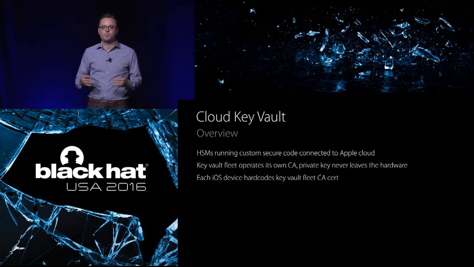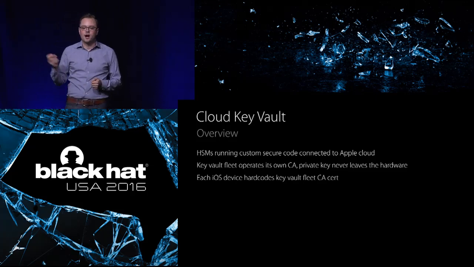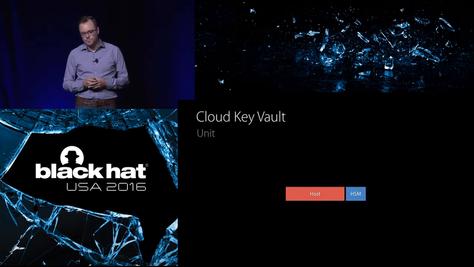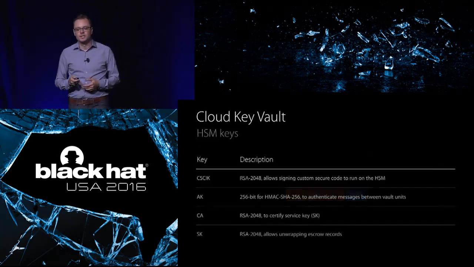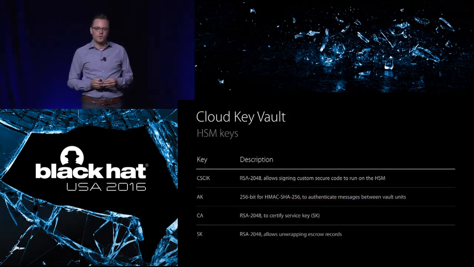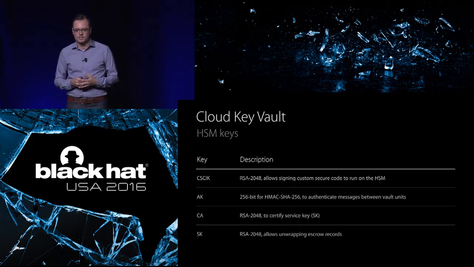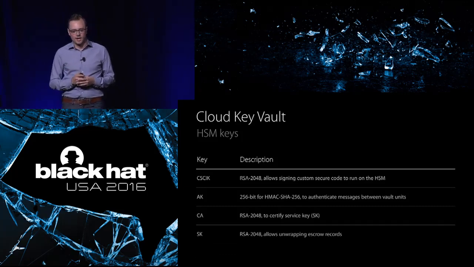The Key Vault fleet operates its own certificate authority, where the private key never leaves the hardware of the hardware security modules. And each iOS device hardcodes the certificate of the Key Vault fleet. This is the simple unit for Cloud Key Vault. It's a host paired to a hardware security module, and then the hardware security module has access to a number of keys. Most importantly, the first one is the custom secure code signing key. This is a key that allows software to be loaded into the hardware security module. And then lastly, that service key, which allows unwrapping the user's escrow records.